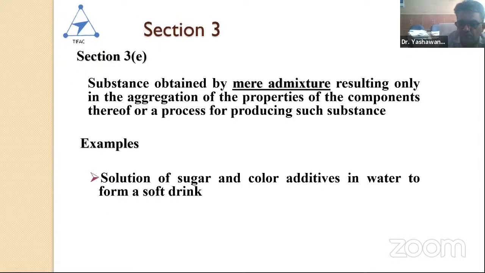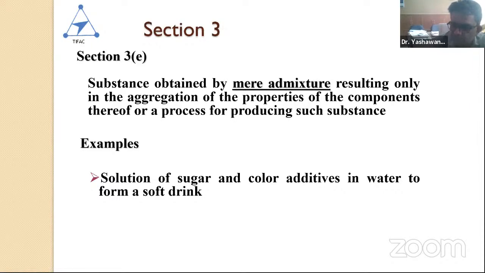So in explaining non-patentable, we have to, and again, another section, is mere admixture, which results in an aggregation of the properties of the components. It's not patentable. So 1 + 1 is 2, no patent. If 1 + 1 is more than 2, definitely, yes, patentable.